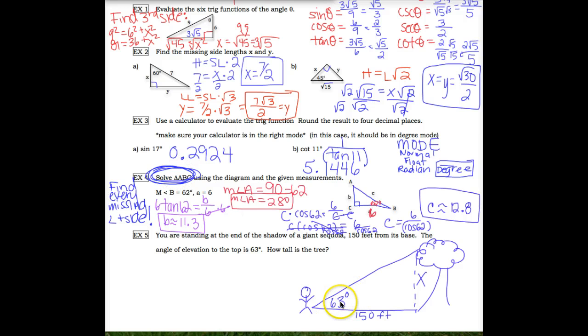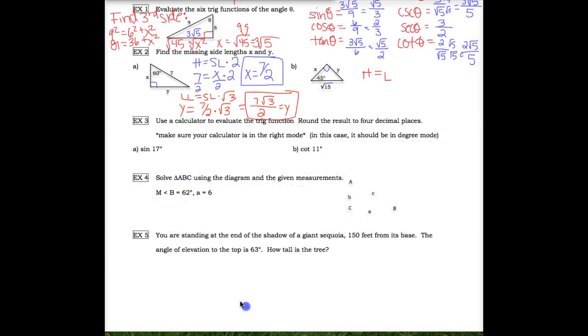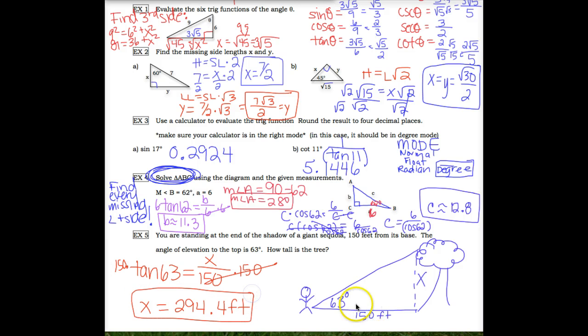So this 63, the x would be the opposite side. The 150 would be the adjacent. So this is going to be a tangent. So tangent of 63 equals opposite, which is x, over adjacent, which is 150. This is the kind we like, where the variable's on the top. So just multiply both sides by 150. This cancels, and you can press this into your calculator. So x equals, and you should get about 294.4 feet.